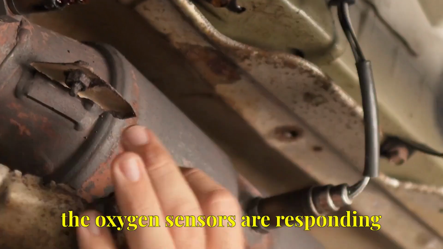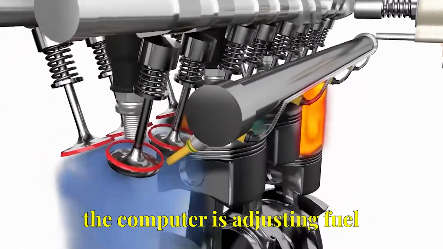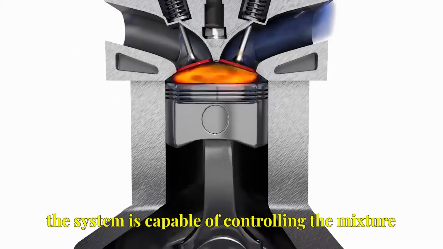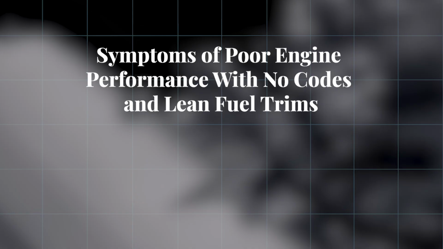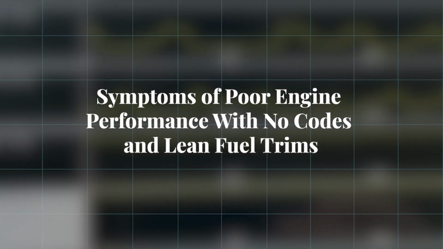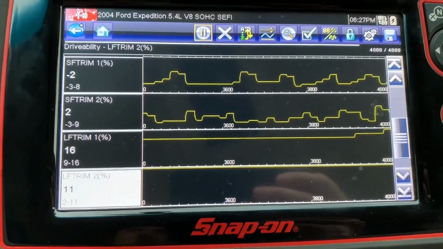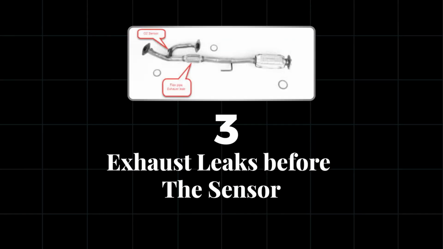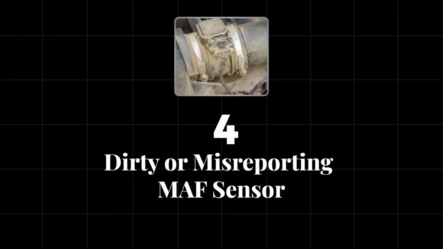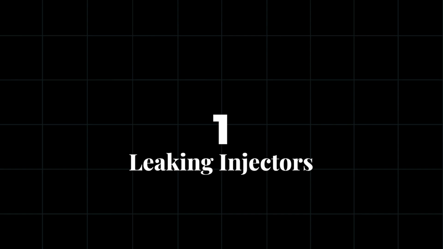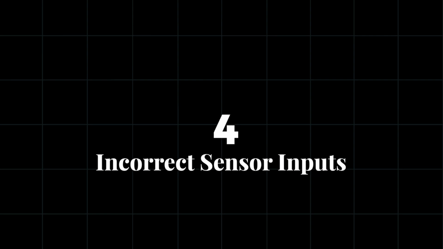And if that reaction looks correct, it tells you a lot. It tells you the oxygen sensors are responding. It tells you the computer is adjusting fuel. It tells you the system is capable of controlling the mixture. So now let's apply this to your real problem. If your engine runs poorly sometimes and you have no codes, and your fuel trims show a consistent lean condition, then your top suspects are things like vacuum leaks, unmetered air, exhaust leaks before the sensor, or even a dirty or misreporting mass airflow sensor. If the trims show a rich condition, then you're thinking about leaking injectors, fuel pressure issues, purge valve problems stuck open, or incorrect sensor inputs.